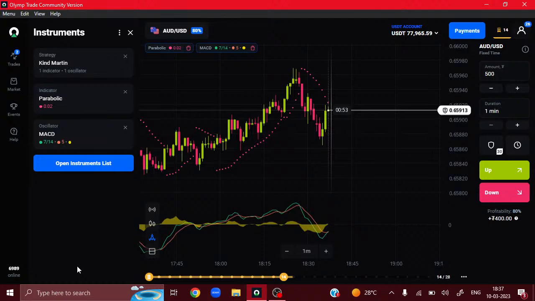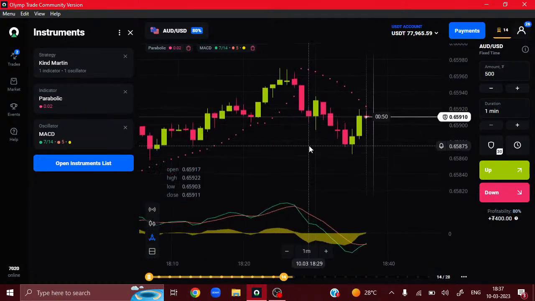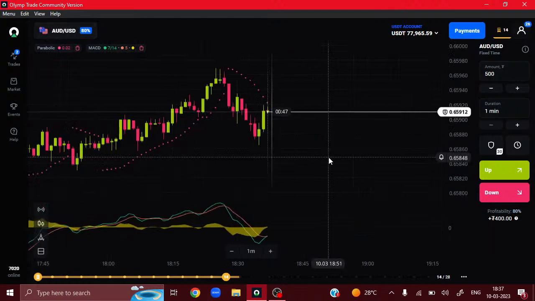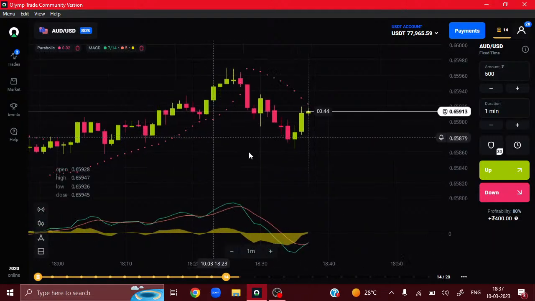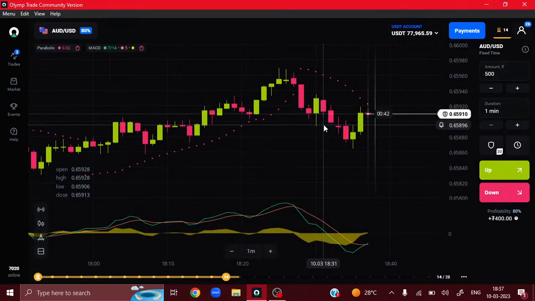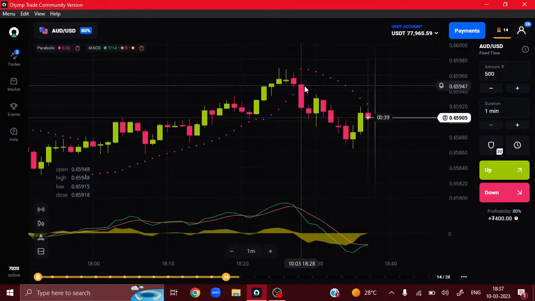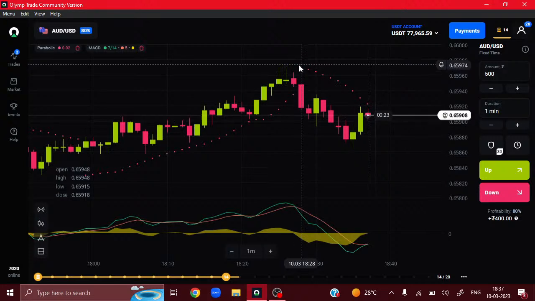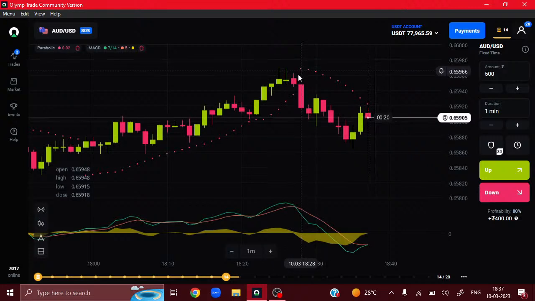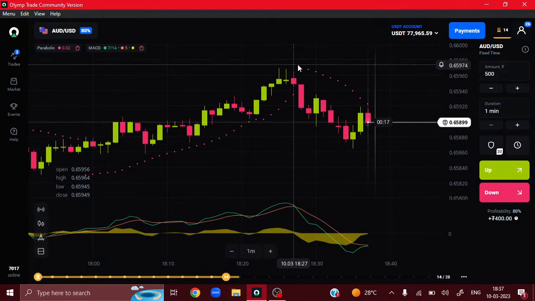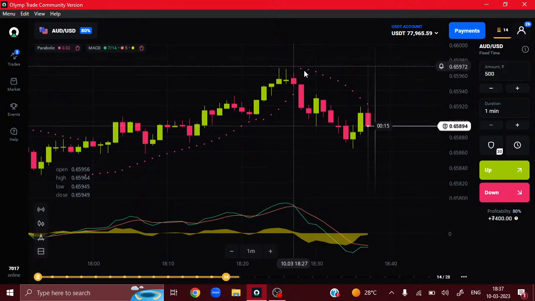First of all, let us understand the Kind-Martin strategy. So now we have applied the strategy. The basic rule here tells us that we need to make the trade whenever the parabolic dot is shifting its position, guys. Whenever the parabolic dot is shifting its position, at that point you will need to enter into a particular trade. For example, here we can see that right now where my cursor is placed, the parabolic dot has changed its position. Earlier it was forming below the candle, but now it changed its position to the top of the candle.